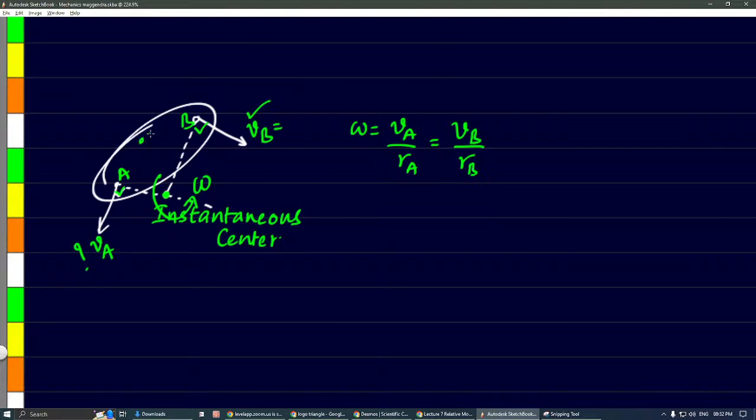And let us say if you want to find the velocity of another point c, that also you can just put velocity of c by radius of c. What is RA? RA is this distance. RB is this distance, right? RC, you will have this distance, right? This is the power of instantaneous center.